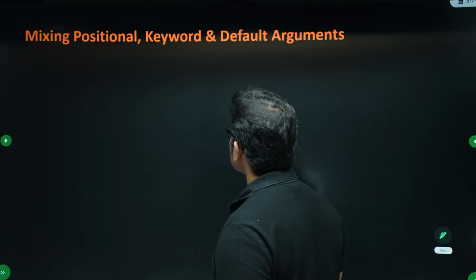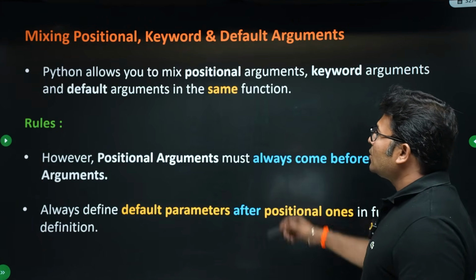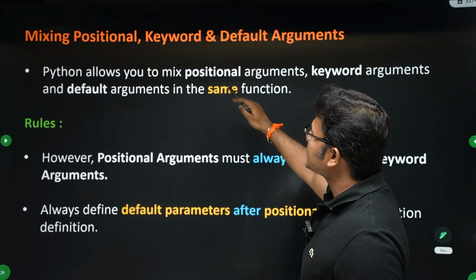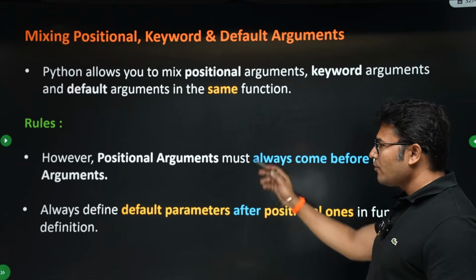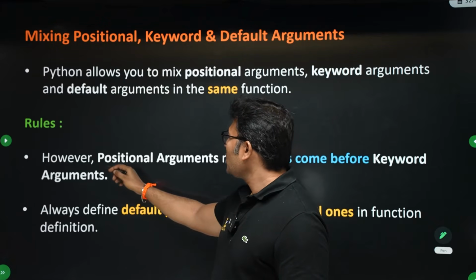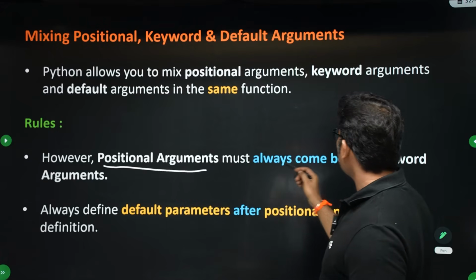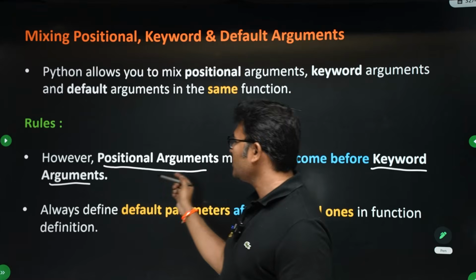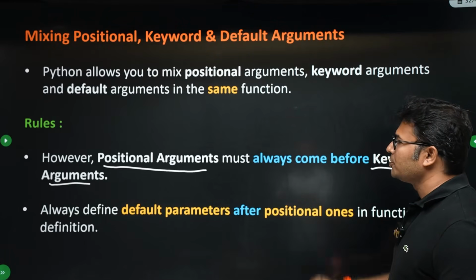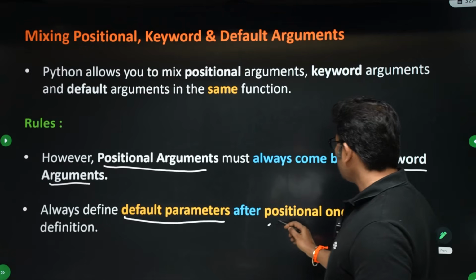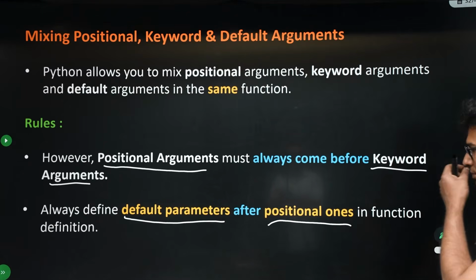So let's mix positional, keyword and default arguments. Python allows you to mix positional, keyword arguments and default arguments in the same function. However, there are two rules. What are the rules? Positional arguments must always come before keyword arguments. So first you have to write the positional arguments and then the keyword arguments.